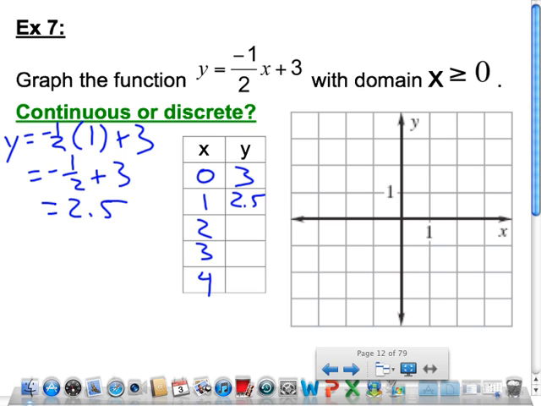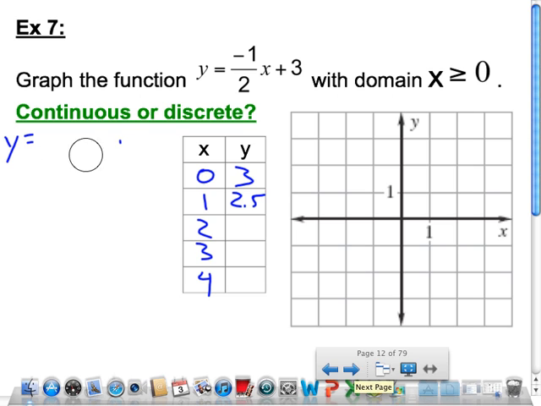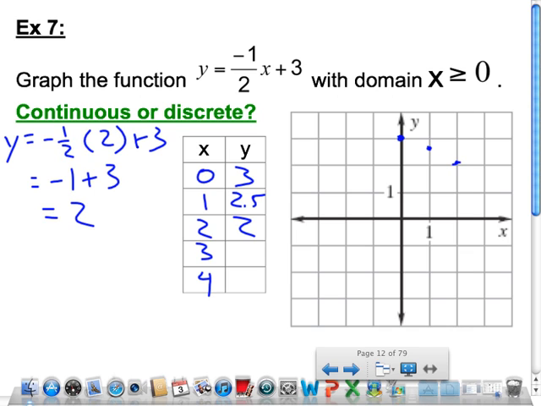And we'll plug in 2 just for the heck of it, and then we'll go ahead and graph this function. So I have -1/2 times 2 plus 3. -1/2 times 2 is -1, plus 3 is +2. Okay, so I plot the point 0, 3, 1 comma 2.5, and then 2 comma 2. Again, domain is greater than or equal to 0, so that's kind of how my function would look.